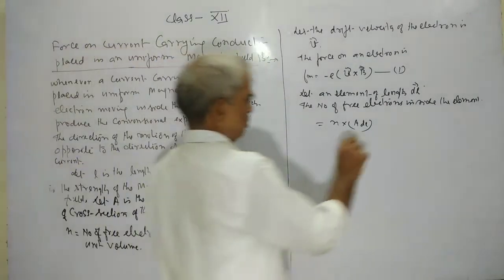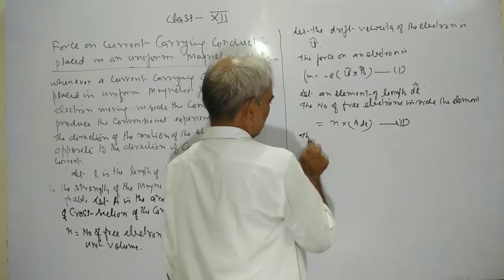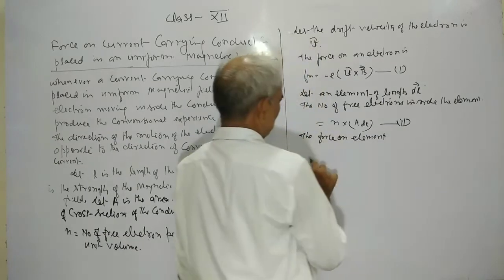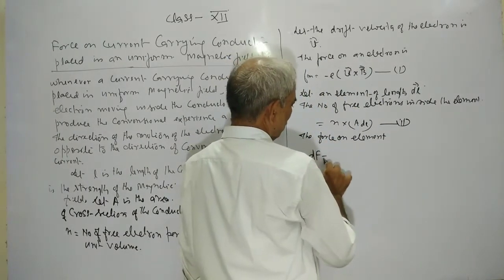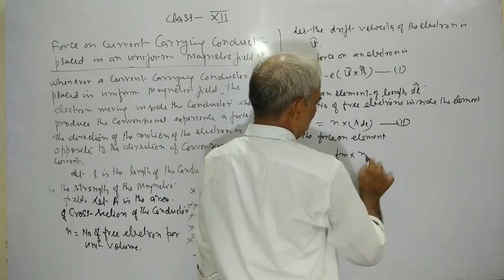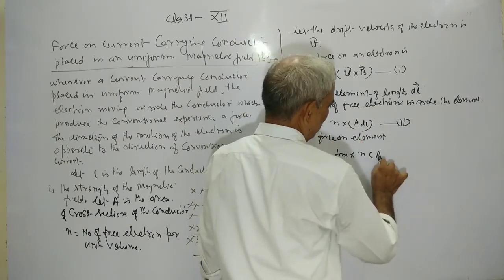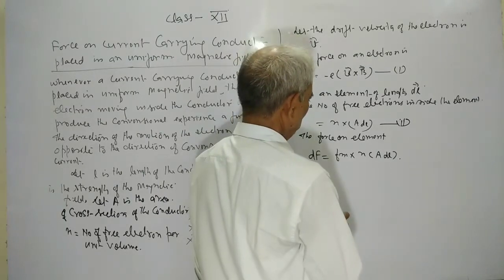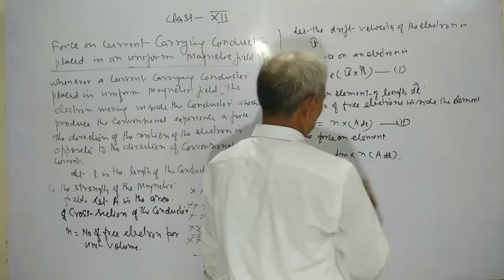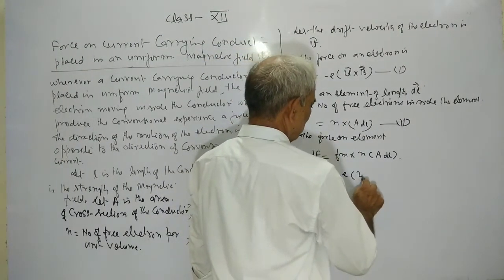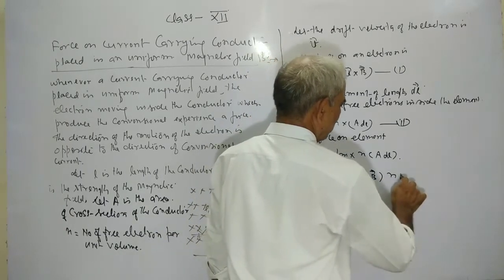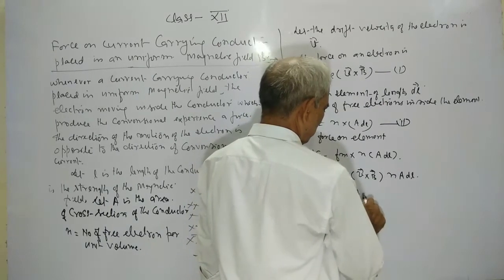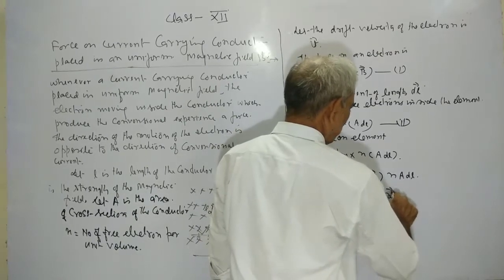Then the force on the element, dF, is equal to Fm into the number of electrons n A dl. From the first equation, dF is equal to minus e v cross B into n A dl, or we can write it as minus e n A dl into v cross B.